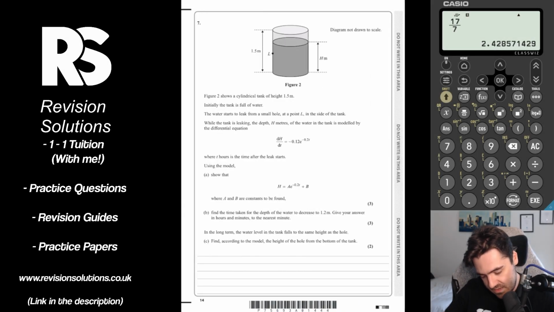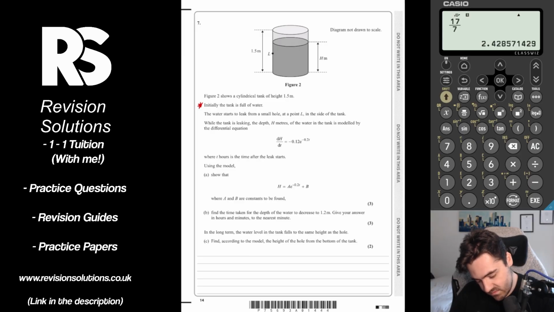Moving on to question 7. It says figure 2 shows a cylindrical tank of height of 1.5 meters. That's marked on the diagram. Initially, the tank is full of water. So I'm just going to star that. That's important information. It could be about the height or the volume of water.